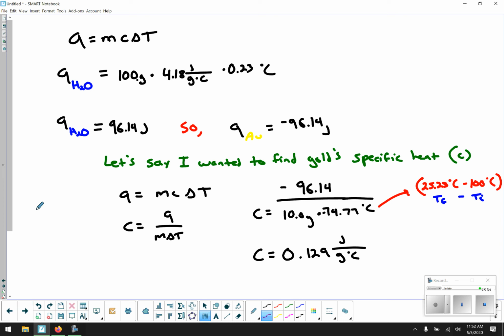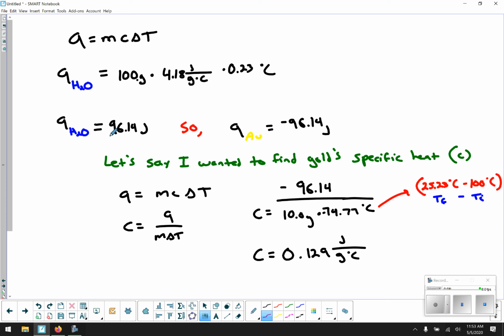If I wanted to know how much energy moved from one thing to the other, I can figure that out because I know the water went up 0.23 degrees. Q equals mc delta T. I now know my delta T. It's positive 0.23 degrees Celsius. So 100 grams times 4.18 joules per gram degree Celsius, the specific heat of water, times 0.23 equals 96.14 joules.